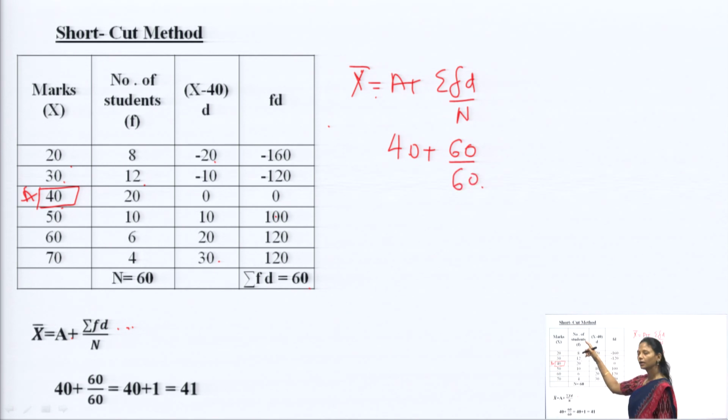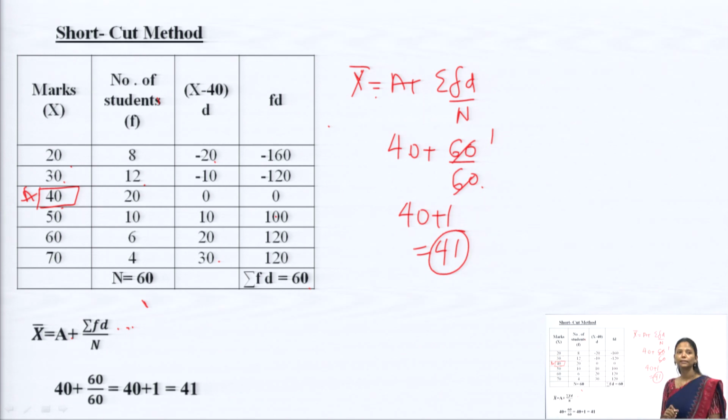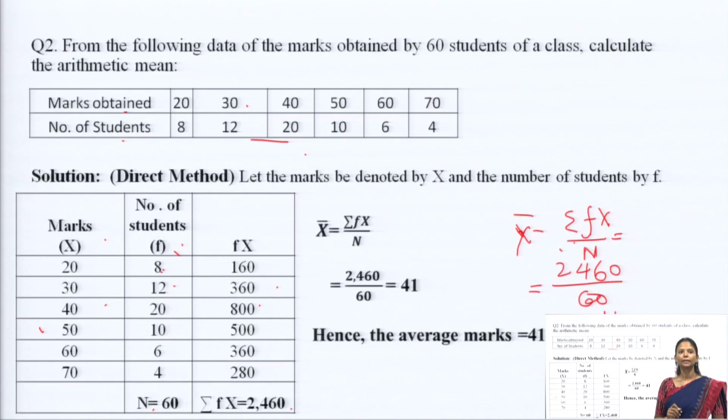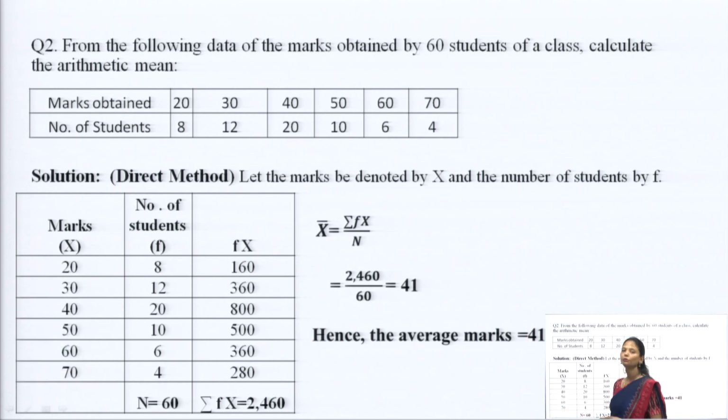From where did this n come? You have got the n from the number of students, that is the frequency. The total of the frequency is equal to n, which is equal to 60. So, what I get is 40 plus 1 gives me 41. So, here also the average becomes 41, and in the last question also we have the average as 41. So, using any of the methods, we get the same answer, 41.